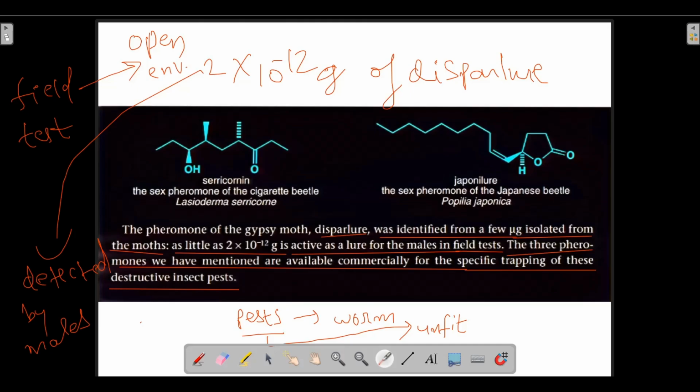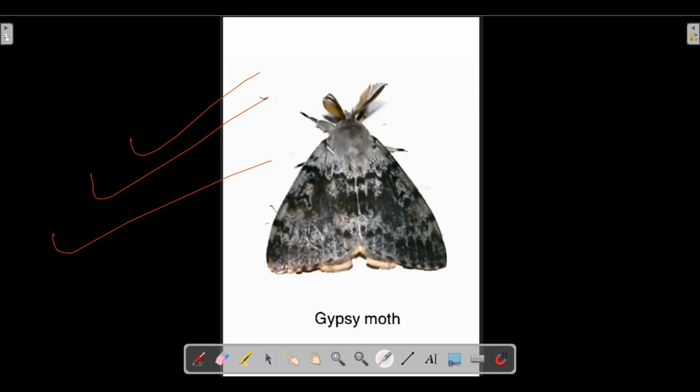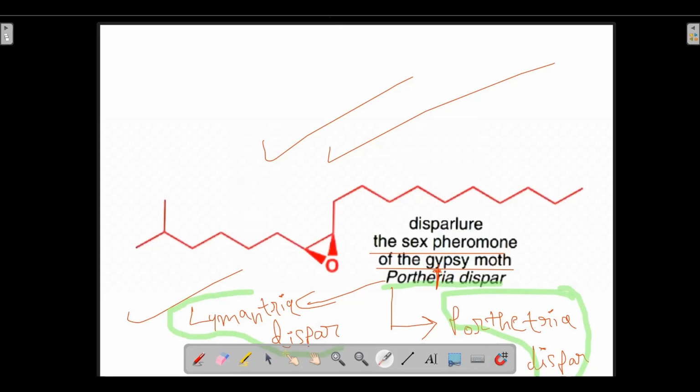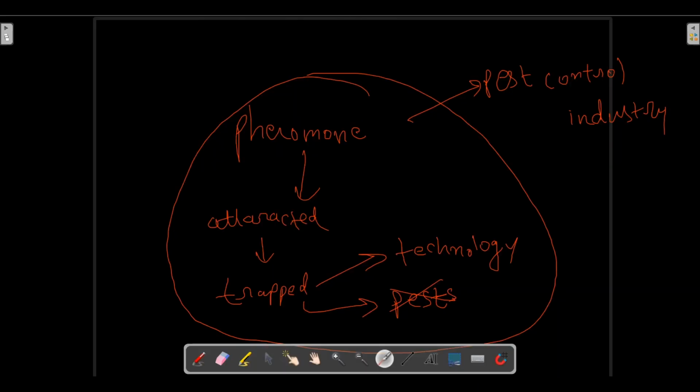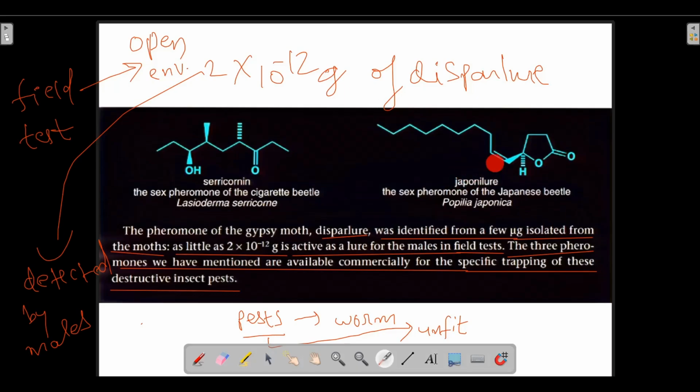So this is all about it. Now how does gypsy moth look like? Gypsy moth looks like this. Have a look. And disparlure looks like this. Japoniller looks like this. Sericornin looks like this.